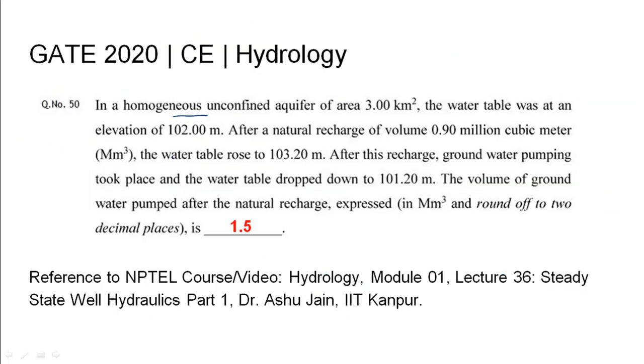So a homogeneous unconfined aquifer was given whose area was mentioned, and a certain recharge volume was given for which the level changed from 102 meters to 103.2 meters. Using this, the specific yield was computed, which is given as the volume of water divided by the total volume. Then groundwater pumping was done and the level dropped, and using this specific yield value that was computed, the discharge volume for the groundwater pumping was obtained as 1.5 million meter cube. The relevant NPTEL reference is listed.